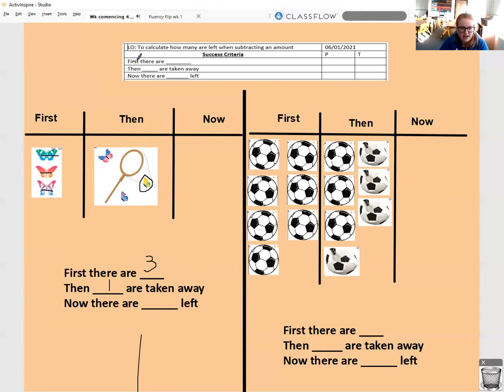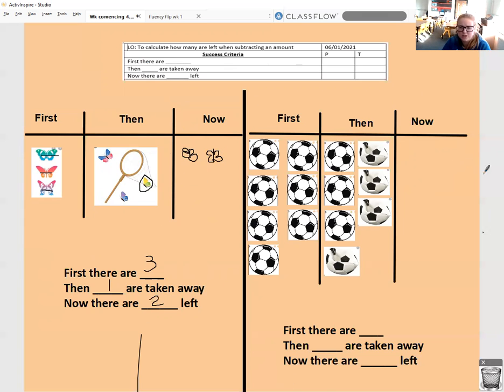Now, how many are left? Let's have a look. 1, 2. There are 2 butterflies left that were not taken away. Let's draw those in there. So we know that there are 2 left.